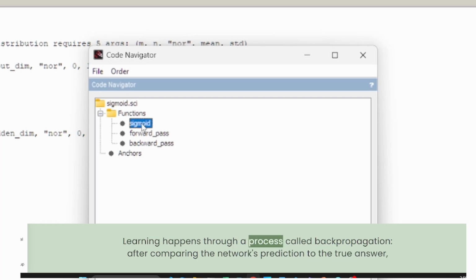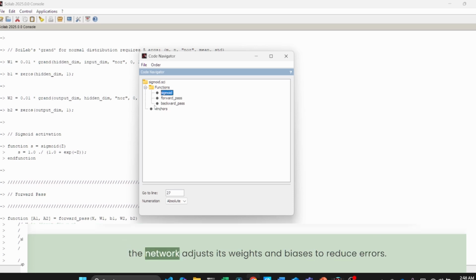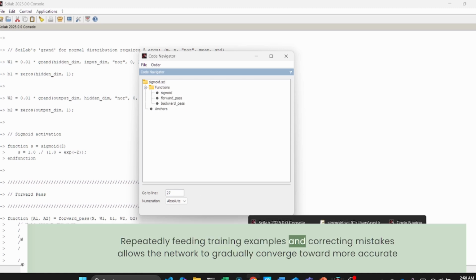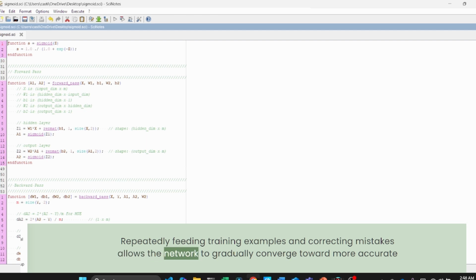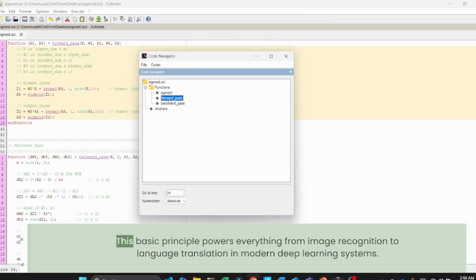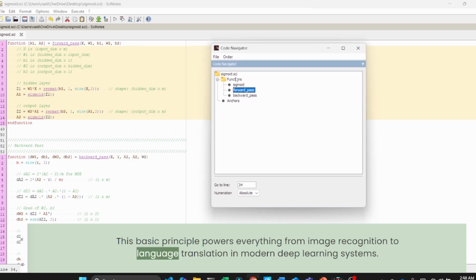Learning happens through a process called backpropagation. After comparing the network's prediction to the true answer, the network adjusts its weights and biases to reduce errors. Repeatedly feeding training examples and correcting mistakes allows the network to gradually converge toward more accurate predictions. This basic principle powers everything from image recognition to language translation in modern deep learning systems.